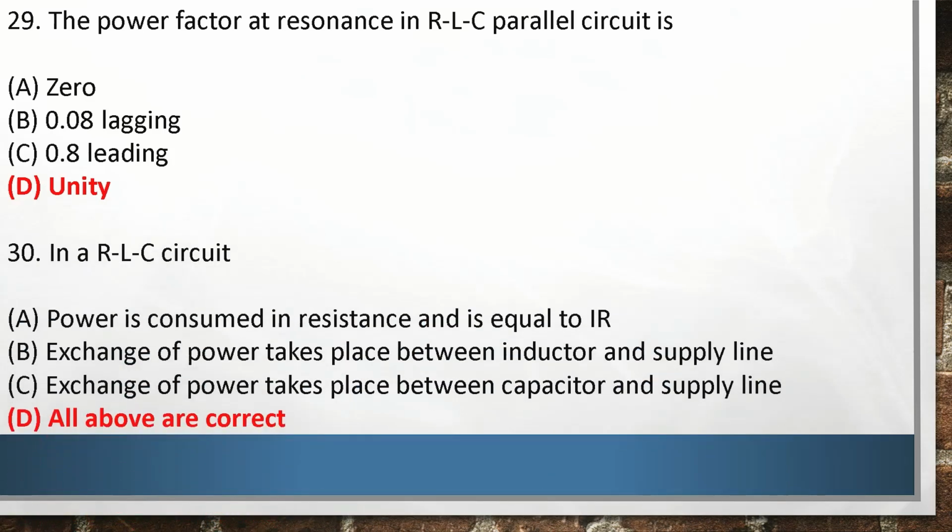Moving toward 30. In an RLC circuit: A, power is consumed in the resistance and it is equal to I squared R; B, exchange of peak power takes place between the inductor and the supply line; C, exchange of power takes place between the capacitor and the supply line; D, all of the above are correct.